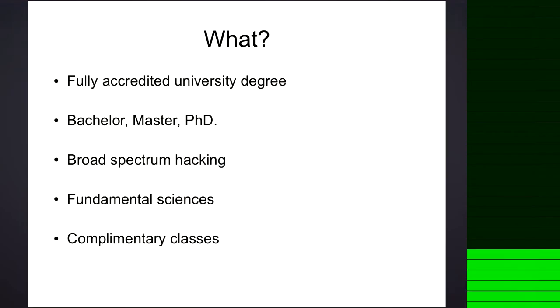Well, first off, what is it? It's a fully accredited university degree, and it means with Aplurno we went through all the hoops, through all the regulations to get it as a proper accredited degree title. We're doing a bachelor, master's, and a PhD, and it's also broad spectrum. With that, I mean it's not just computer hacking; it's also social engineering, it's biological, it's just about anything you can find. You'll get taught fundamental sciences like mathematics, physics, biology, but also you get complementary classes like arts for observation, ethics, and also perhaps, if you want to, things like fashion.